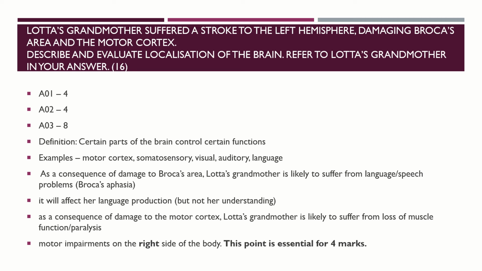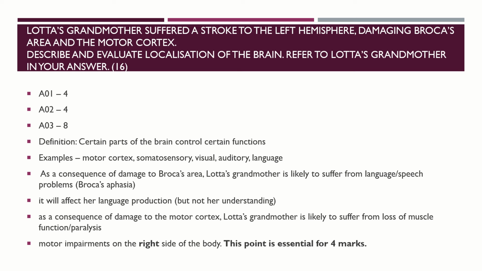So certain parts of the brain control certain functions. Then you would need some examples. You know all the examples: the motor cortex, sensory, visual, auditory, language centres, whatever it is that you feel most comfortable talking about, you want to illustrate that. That would be for 4 marks, so you talk about definition and you would give 1 or 2 examples, and that would be more than enough for 4 marks. Then you would get 4 marks for AO2, and you need to talk about 4 things.